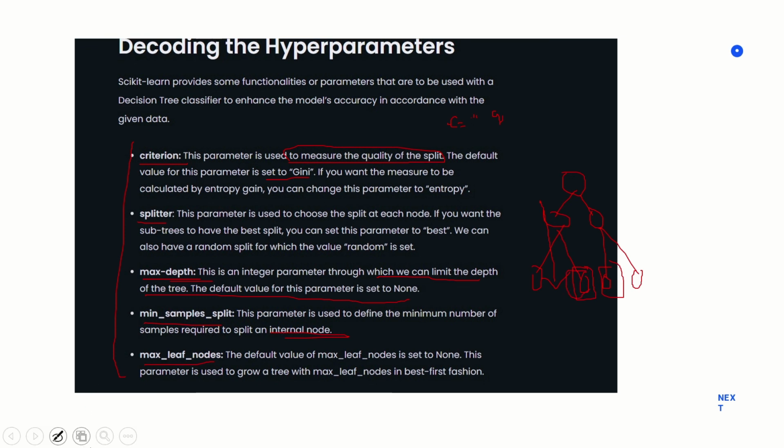Okay, and maximum leaf nodes, the default value of maximum leaf nodes is set to none, and this parameter is used to grow a tree with maximum leaves in the best first fashion. So this parameter defines the maximum splitting of the dataset at its leaf nodes.